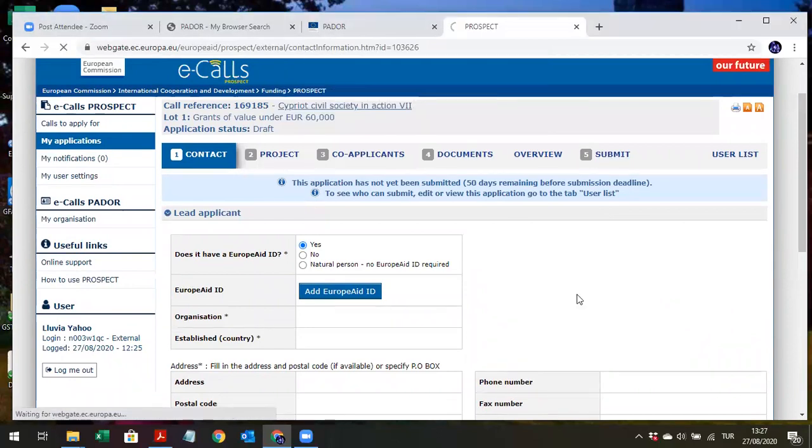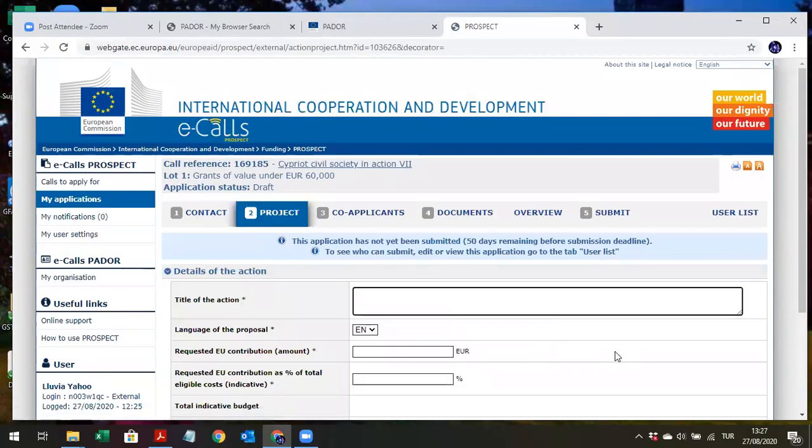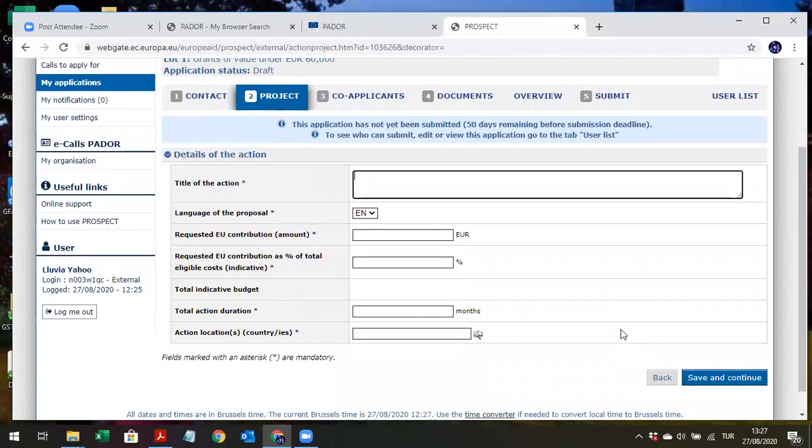Then we'll move on to the project section. And here you will provide very crucial information. The title of the action, the title of your project, the language of the proposal, which needs to be English in this case, the amount of EU contribution that you are requesting, the grant amount this is, and the percentage of the contribution that you are requesting. And then the system will automatically calculate the estimated budget for you.